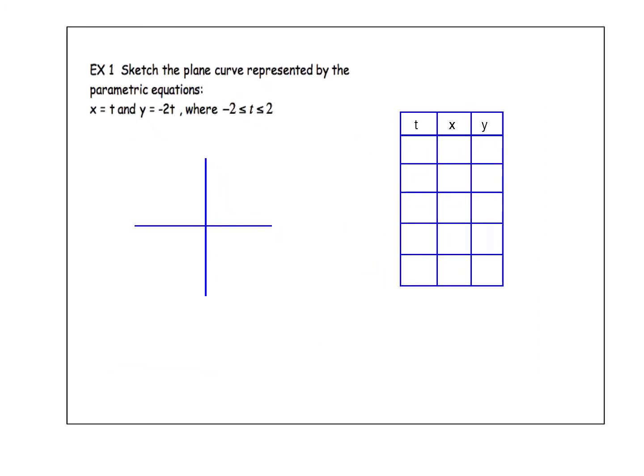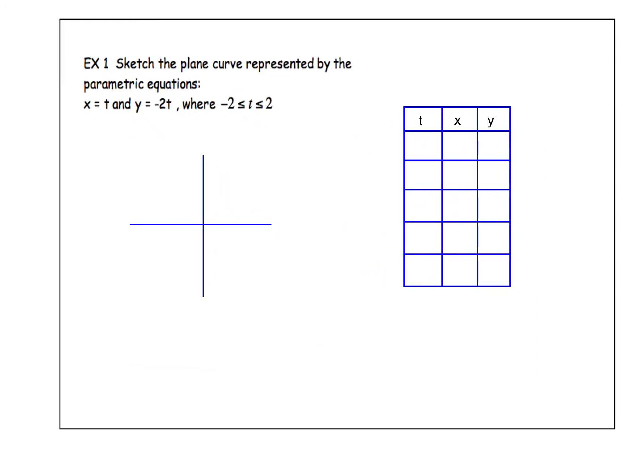All right, so let's get into the first example. Sketch the plane curve represented by parametric equations x equals t and y equals negative 2t. And t is defined from negative 2 until positive 2.